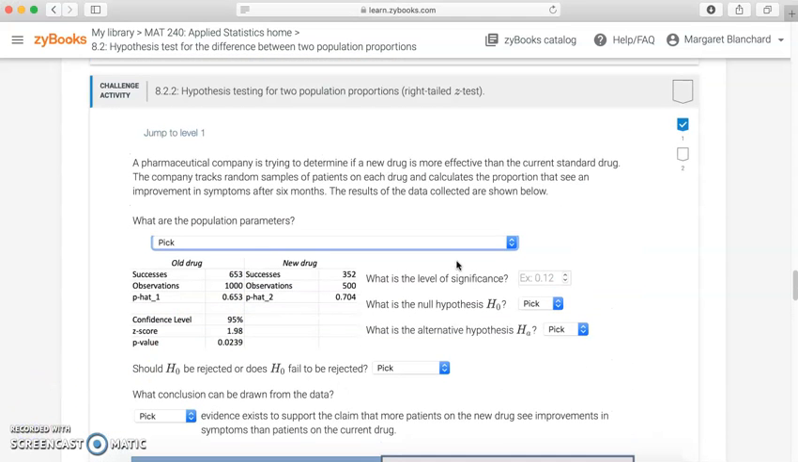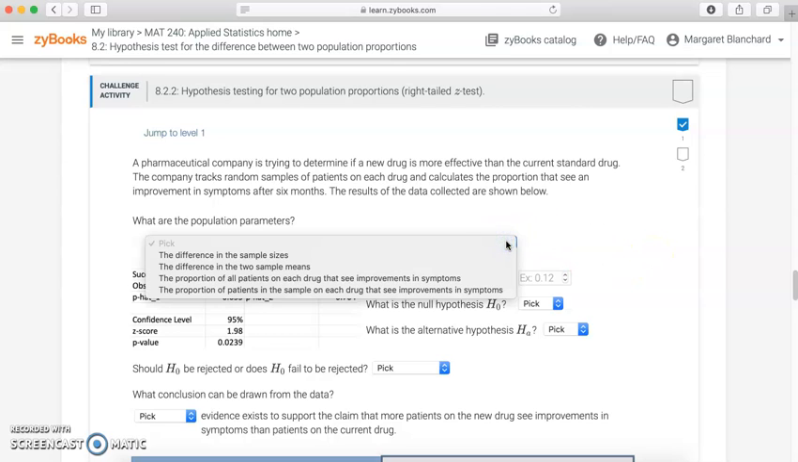A pharmaceutical company is trying to determine if a new drug is more effective than the current standard drug. The company tracks random samples of patients on each drug and calculates the proportion that see an improvement in symptoms after 6 months. The results of the data collected are shown below. What are the population parameters? Well, not sample size, not means, and not the sample. The proportion of all patients on each drug that see improvements in symptoms.